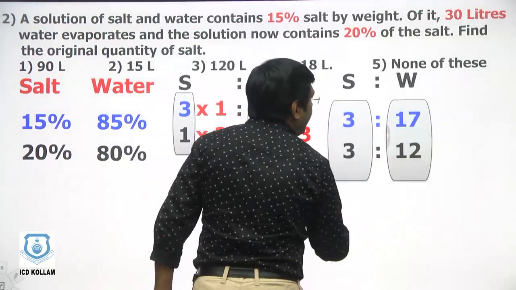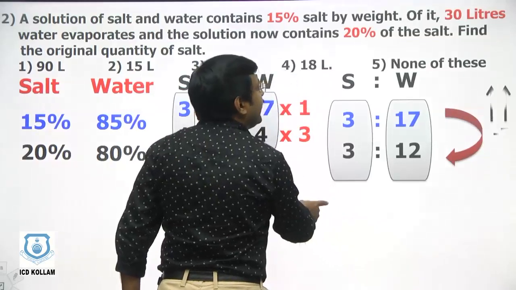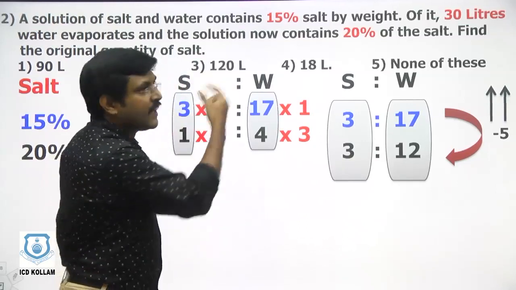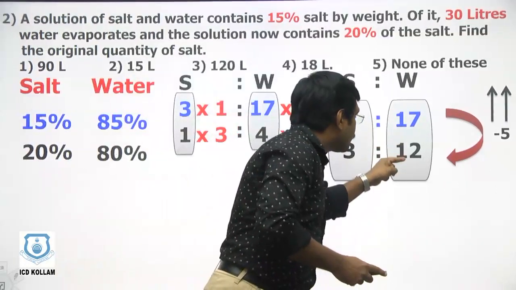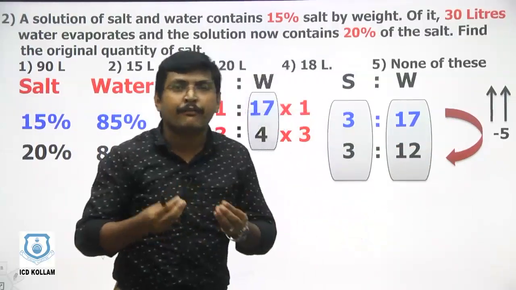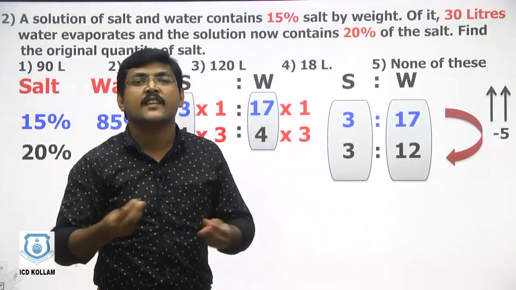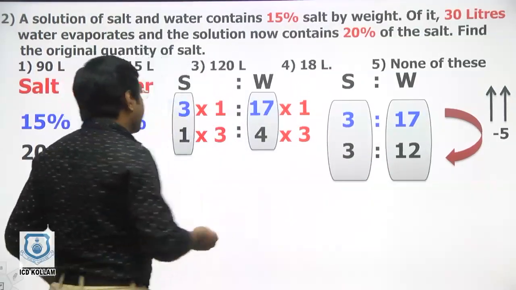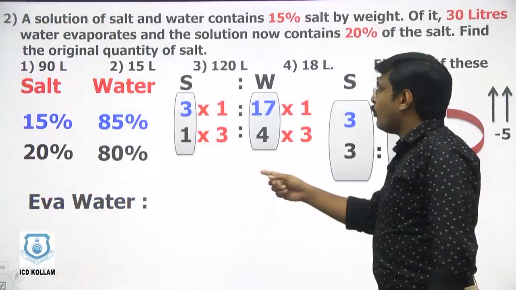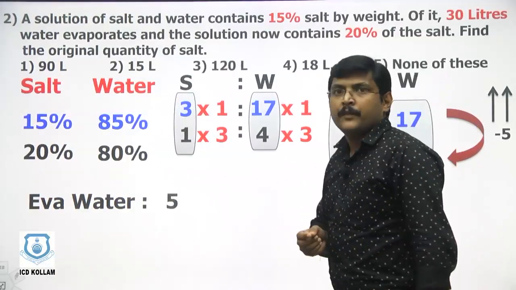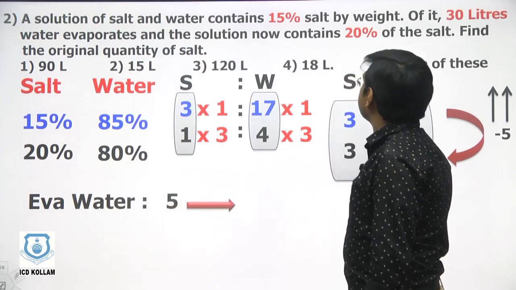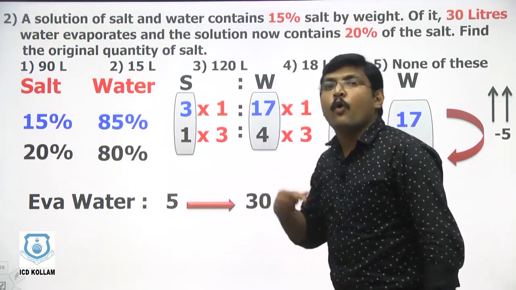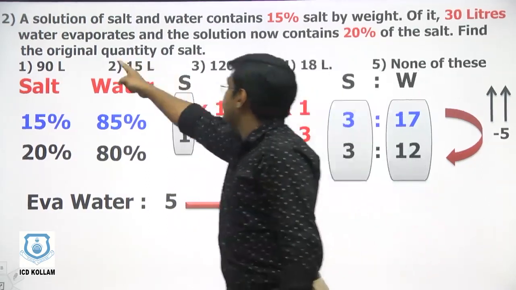After that we check the water side. From 17 to 12, the value is decreasing, and it decreases by 5. So when we compare with the given question, for us from 17 to 12, since 5 is decreasing, that means 5 liters of water is evaporated, because we are considering the water side. So we can easily say that for us the evaporated water is 5. Corresponding to our 5, in the given question it is clearly given that the evaporated water is 30 liters. So 5 corresponds to 30, and what we need to find is the original quantity of salt.